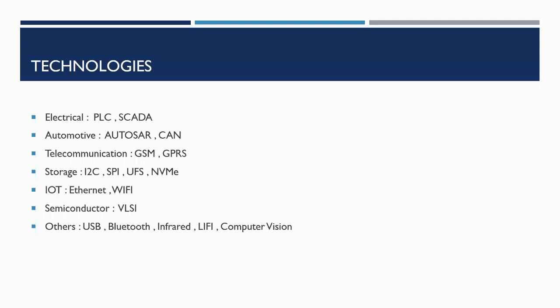Others which I have mentioned are a few things such as USB, Bluetooth, infrared, Li-Fi, and computer vision. Once one understands the basics of all these technologies, the other tools they can easily learn and explore. So this covers the technologies part.